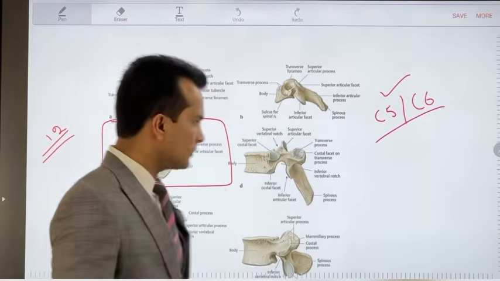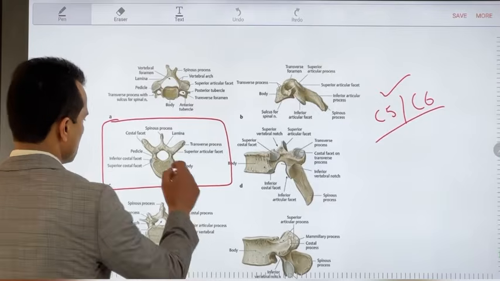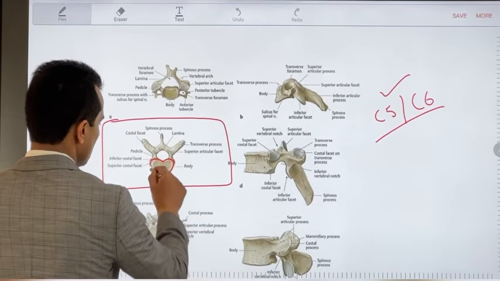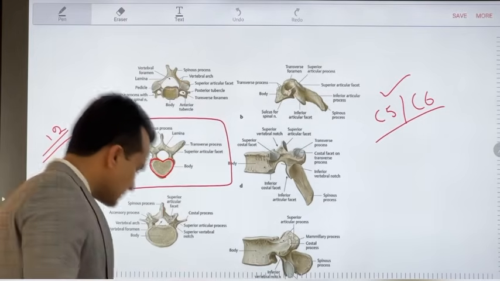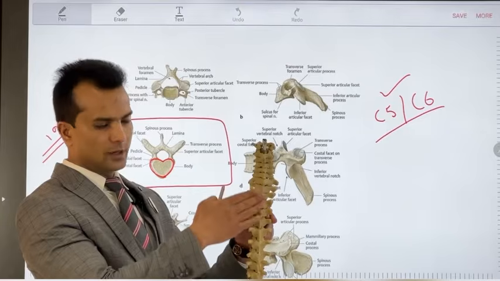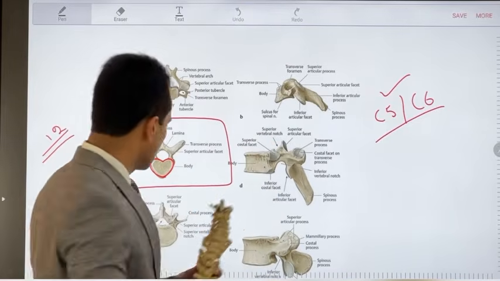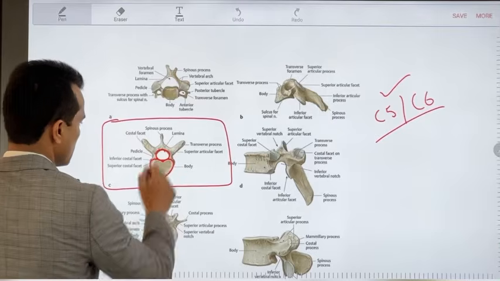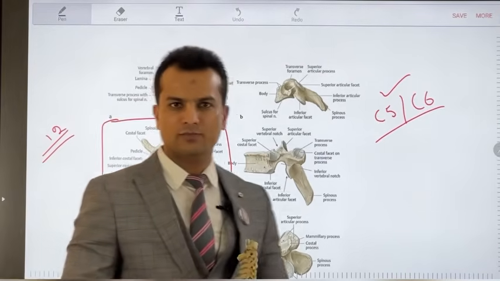And then a special feature of the thoracic vertebra body: here you can see it is heart shaped, and the spinous process is very sharp. Here you can see the very sharp spinous process, and the body is heart shaped, and here is the intervertebral foramen through which your spinal nerve is going to emerge.